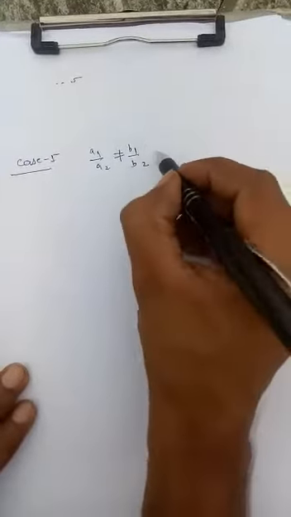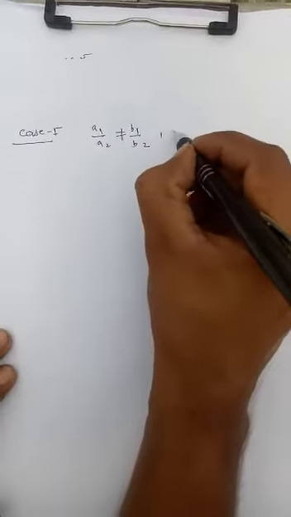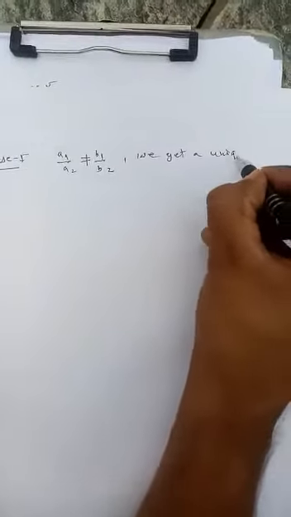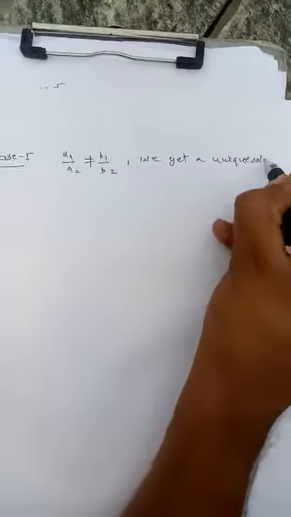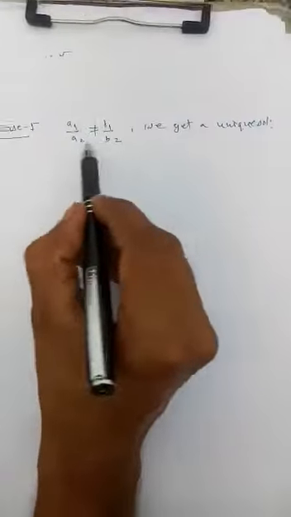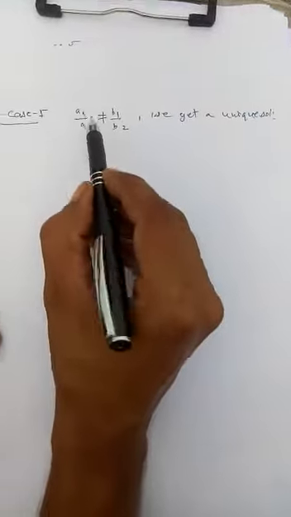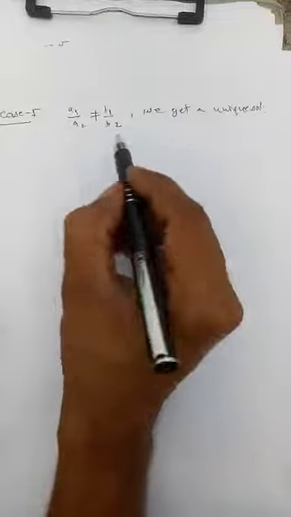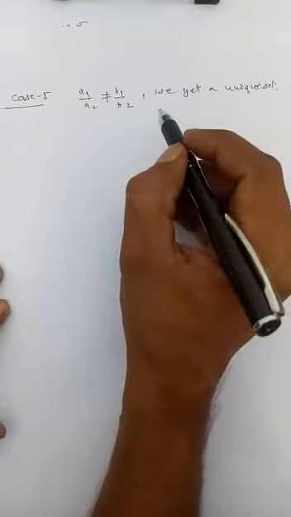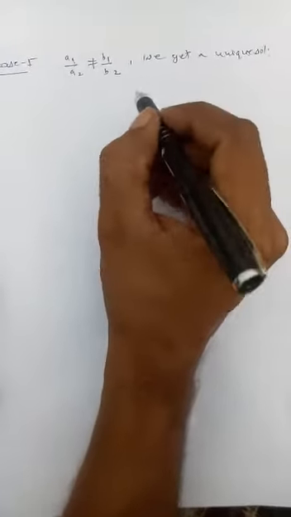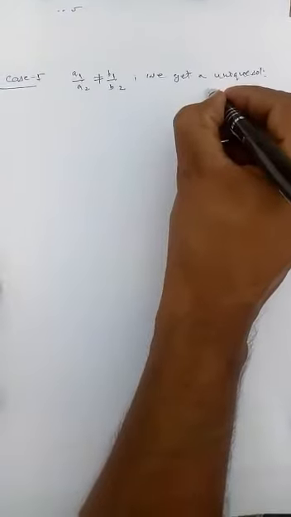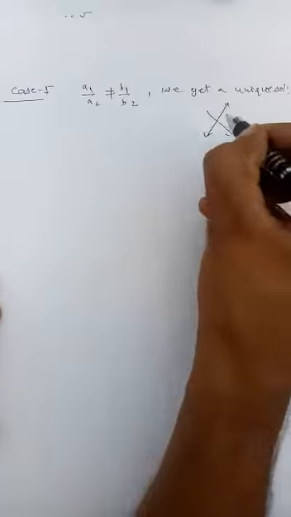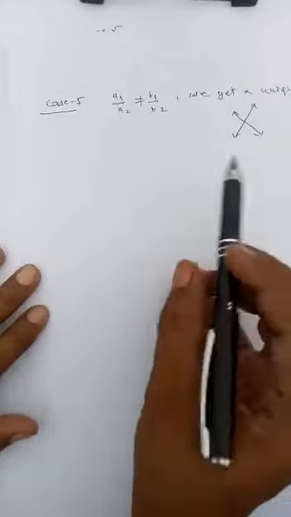That means in this case we get a unique solution. In this situation, once the ratio of the coefficients of the x term and y term is not equal, we will get a unique solution, that means we get the values of x and y uniquely. And graphically, we will get intersecting lines on a graph paper.